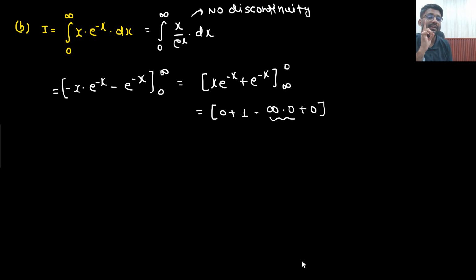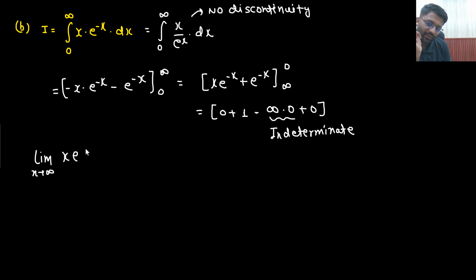Infinity into 0 is an indeterminate form. Indeterminate means I will have to find out the limit. When I put infinity here, that was the problem. That means limit x tending to infinity of x e to the power minus x was the problem for me. So I will find the limit by applying the L'Hopital rule.